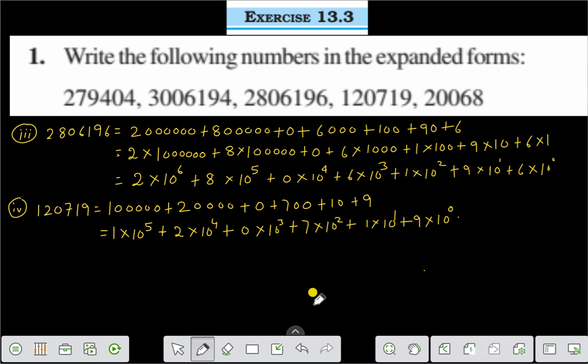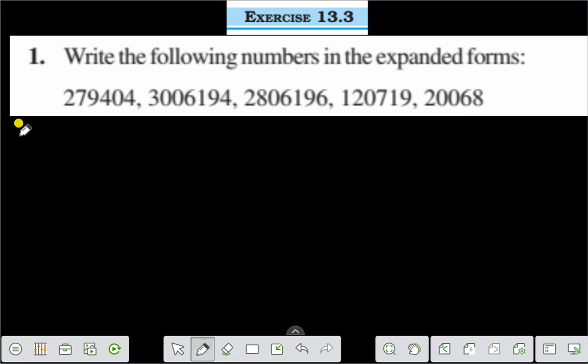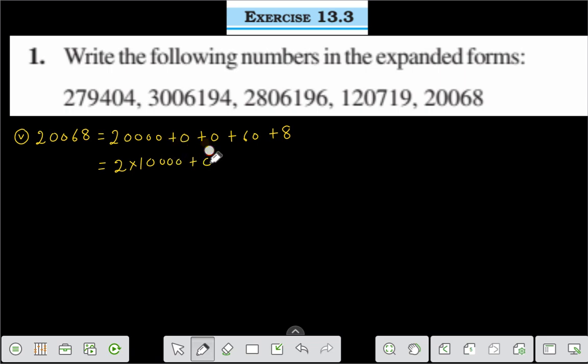Now the last question is question number 5. Question number 5 is this one: 20,068. It can be written as 2, how many zeros? 4 zeros, plus 0, plus 0, plus 60, plus 8. It can be written as 2 into 1 followed by 4 zeros, plus 0, plus 0, plus 6 into 10, plus 8 into 1.